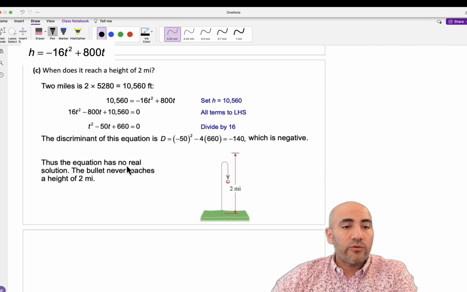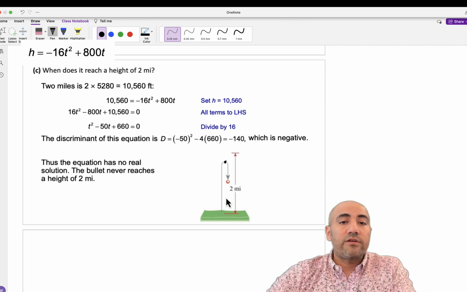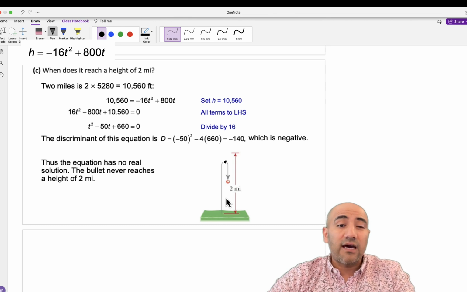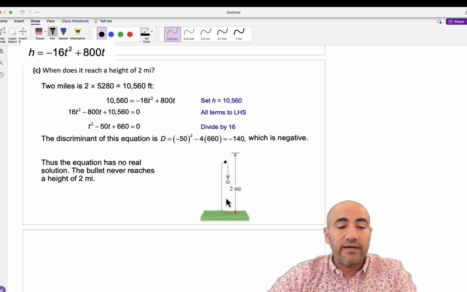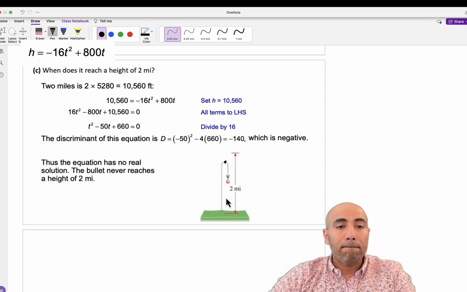Thus, this equation has no real number solutions, so the bullet never reaches a height of 2 miles. It reaches some other maximum height, which is shorter than the 2-mile mark, and then it comes back down. To me, that kind of surprises me. I thought it was going to go higher than 2 miles, and I thought it would take longer than 50 seconds, but that's what it is. It doesn't go as high as 2 miles, and it takes 50 seconds to go up and come down.